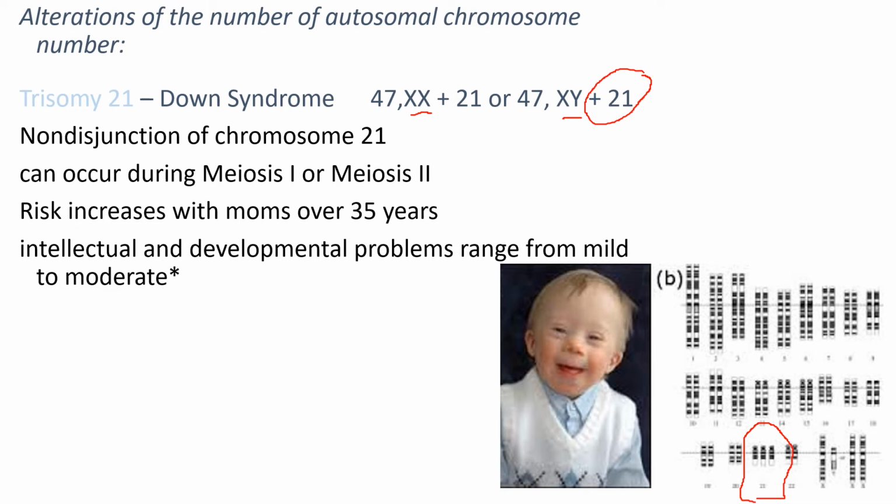The risk of it occurring increases with a woman's age, usually 35 years and older. There's a greater risk, and it gradually grows: the older the woman gets, the greater the risk of having a baby that has Down syndrome.